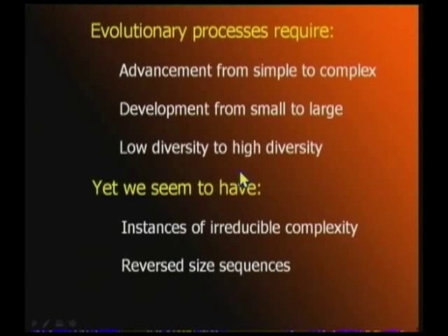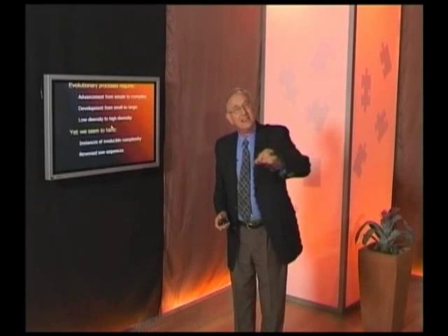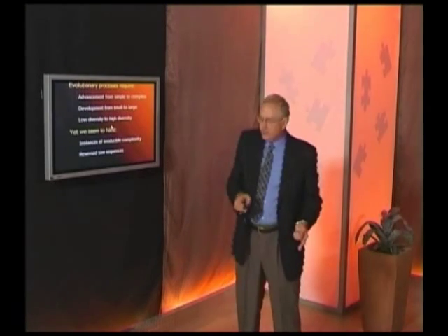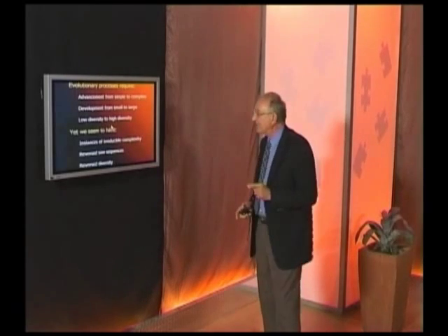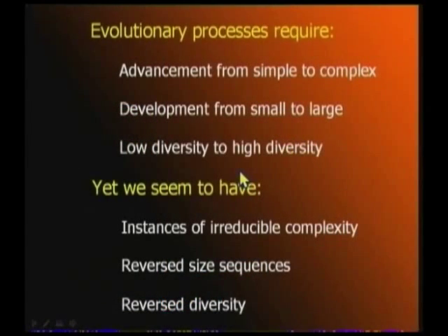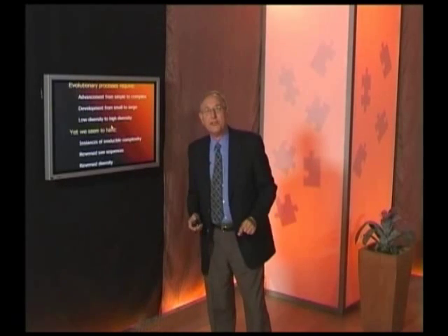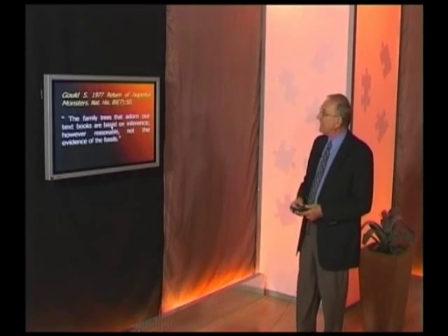Secondly, there seems to be a reversed size sequence in the fossil record. Everything in the past was bigger than it is today. And you would expect the reverse. And thirdly, you have reversed diversity. If we look at the fossil record today, we have only a fraction of what there was before. In other words, the planet is getting less and less populated in terms of diversity. So we have the exact opposite of what you would expect.